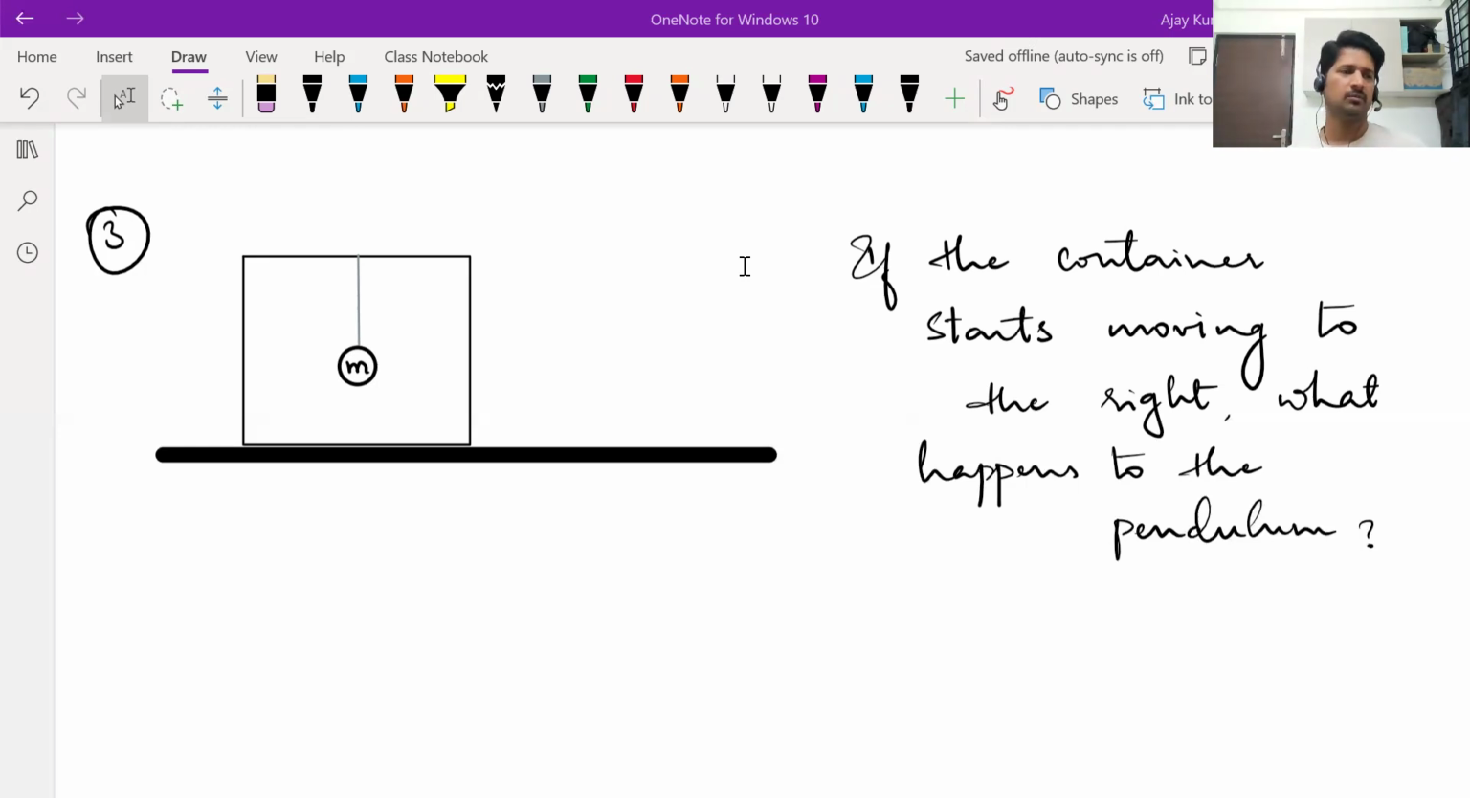Others, how will the bob move? Here the bob remains stationary. So container will go off, but the bob will stay there itself. There's no force acting on it, so then why will it move? Okay, fine. Correct. What you're saying is correct only for the first instant. Only for the first moment the motion starts, the bob will not move, the container will move. The next instant onwards, the bob also will start moving.